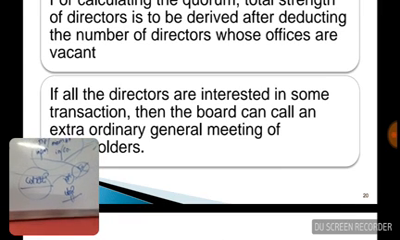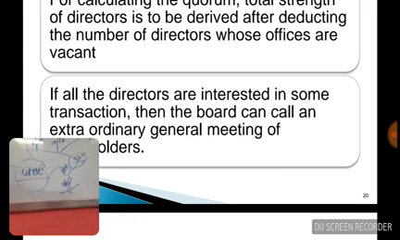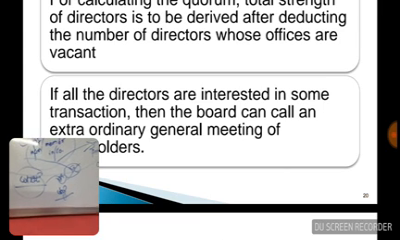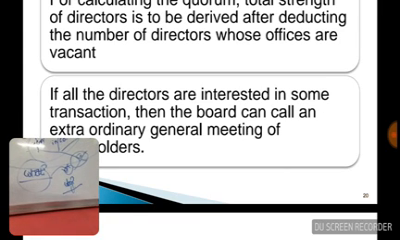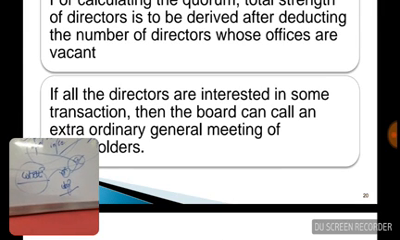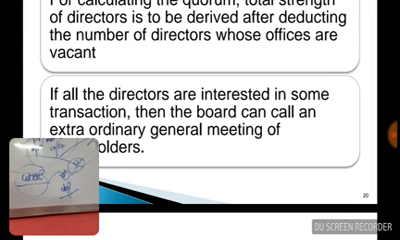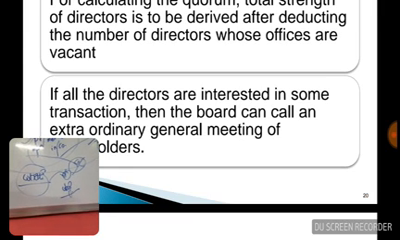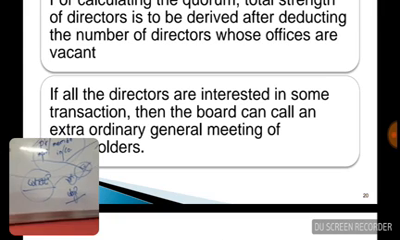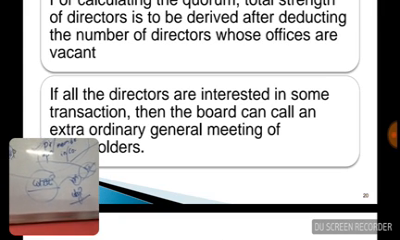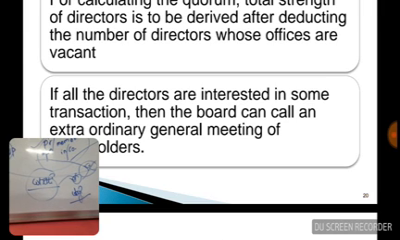2/3 means 8, so 8 directors are interested and 4 are non-interested directors, or 2, whichever is higher, should form the quorum. Okay, these 4 are non-interested, it is higher, and the 4 directors can form the quorum. Suppose take this example, out of 12 directors, all the directors are interested directors.